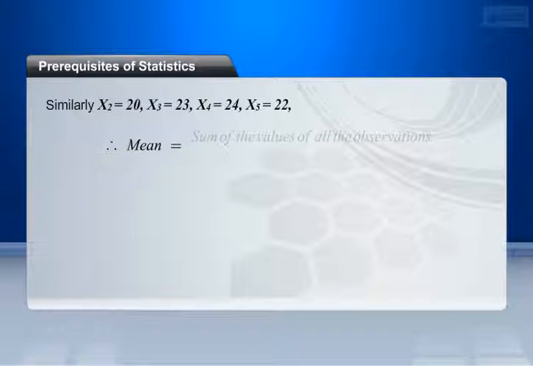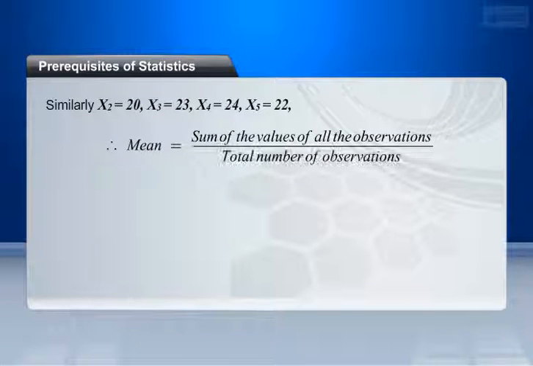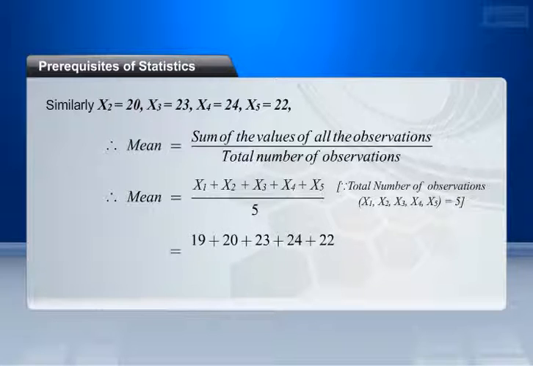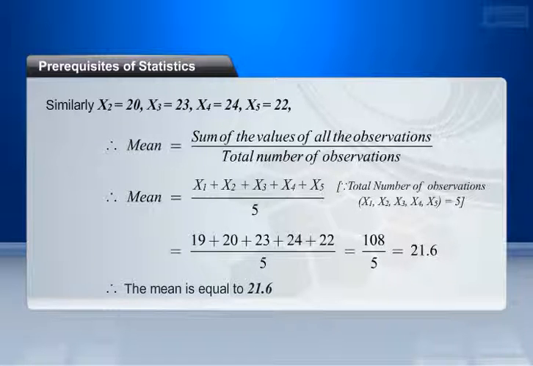Therefore, mean equals sum of the values of all the observations by total number of observations. This implies that mean equals x1 plus x2 plus x3 plus x4 plus x5 divided by 5, since total number of observations x1, x2, x3, x4, x5 equals 5. This is equal to 19 plus 20 plus 23 plus 24 plus 22 divided by 5. This is equal to 108 by 5. This is equal to 21.6. Therefore, the mean is equal to 21.6.